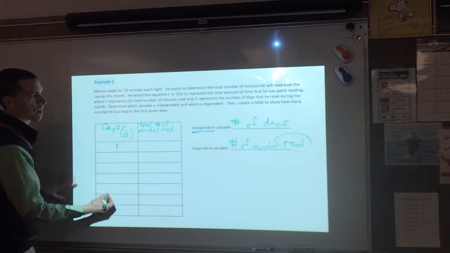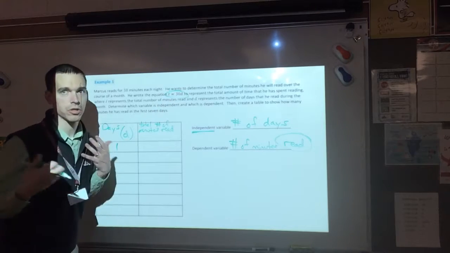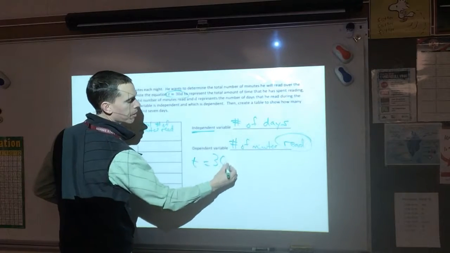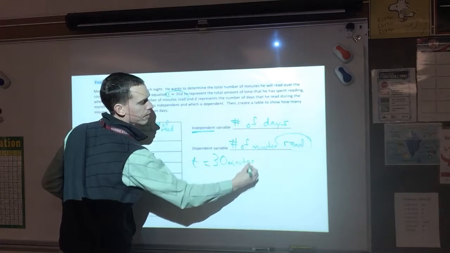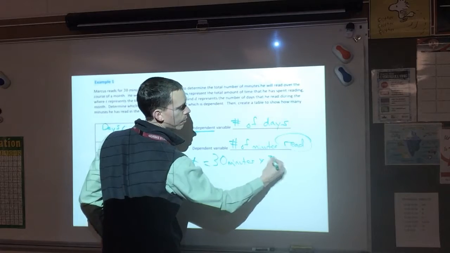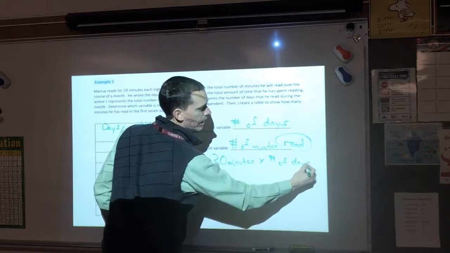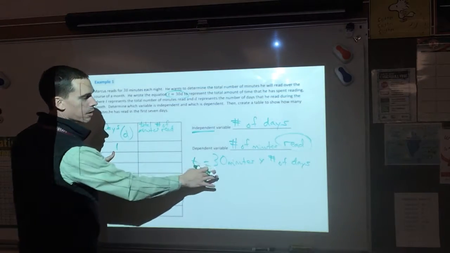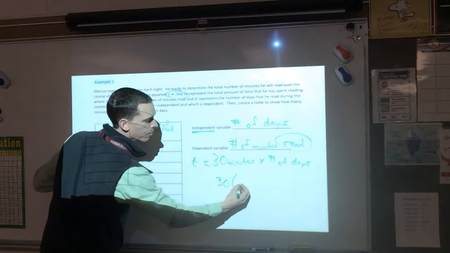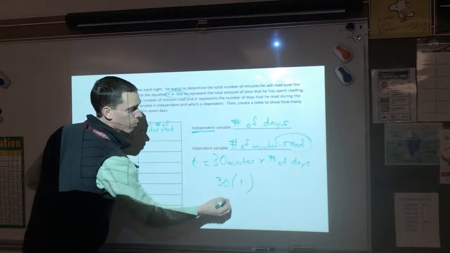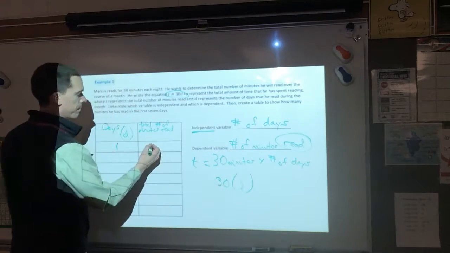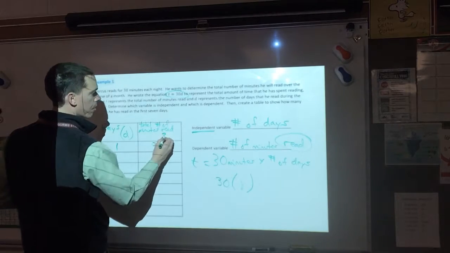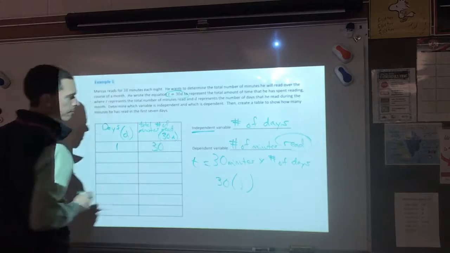So on day 1, this equation here, t equals 30d, the amount of time spent is 30 minutes times the number of days, and that's what's affecting it too. So on day 1, it would be 30 times 1, or 30 times the number of days here. If it's 1, it equals 30. And this minutes read, we're going to call that 30d here.